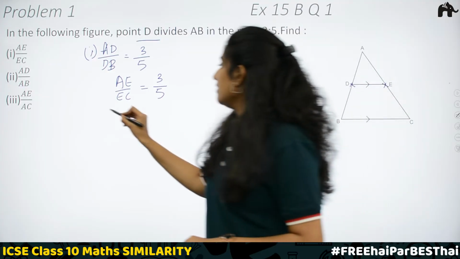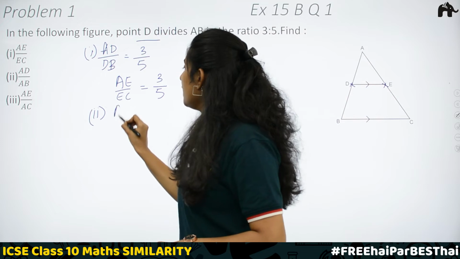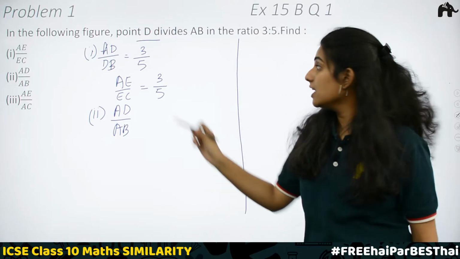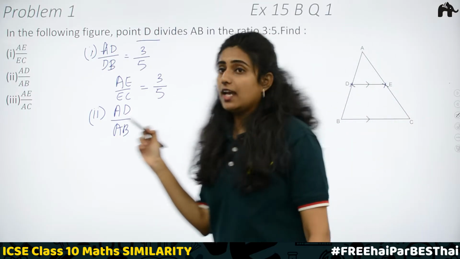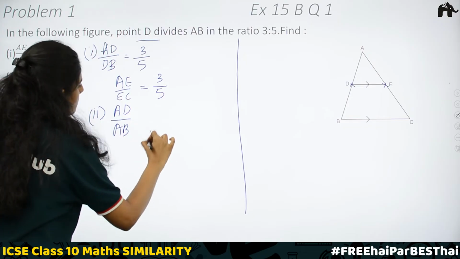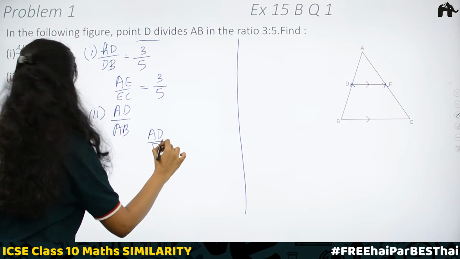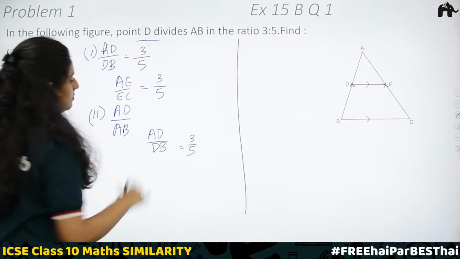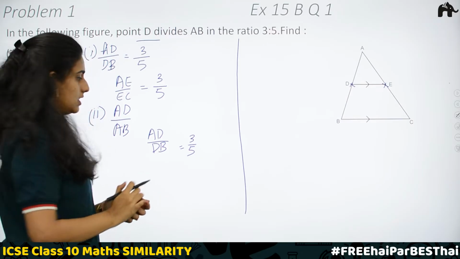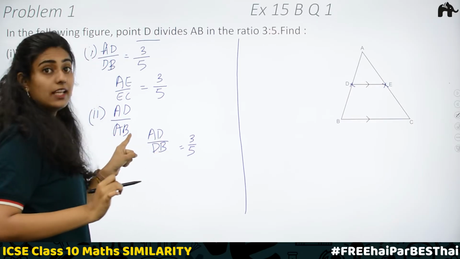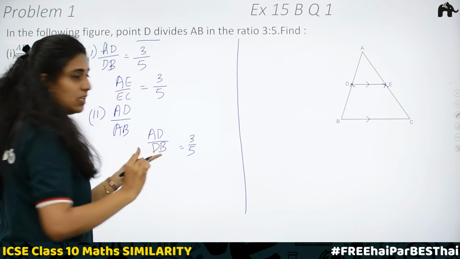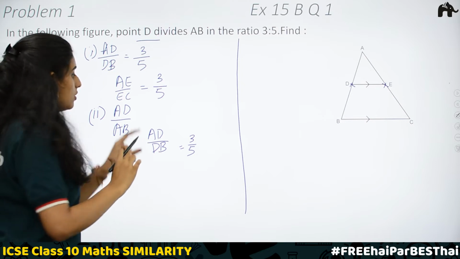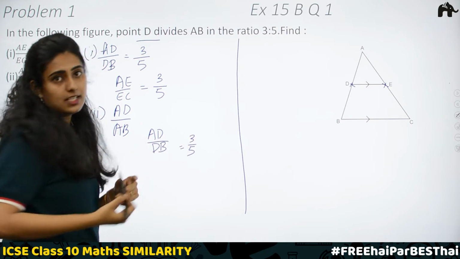Okay, now the second one, we need to find what AD by AB is. We know what AD by DB is. Yes, AD by DB is equal to 3/5. Okay, now take the reciprocal of this because we need AD and we need AB. Adding AD and DB, we will be getting AB. Yes, we also need AD. To get this AD, we are taking the reciprocal.